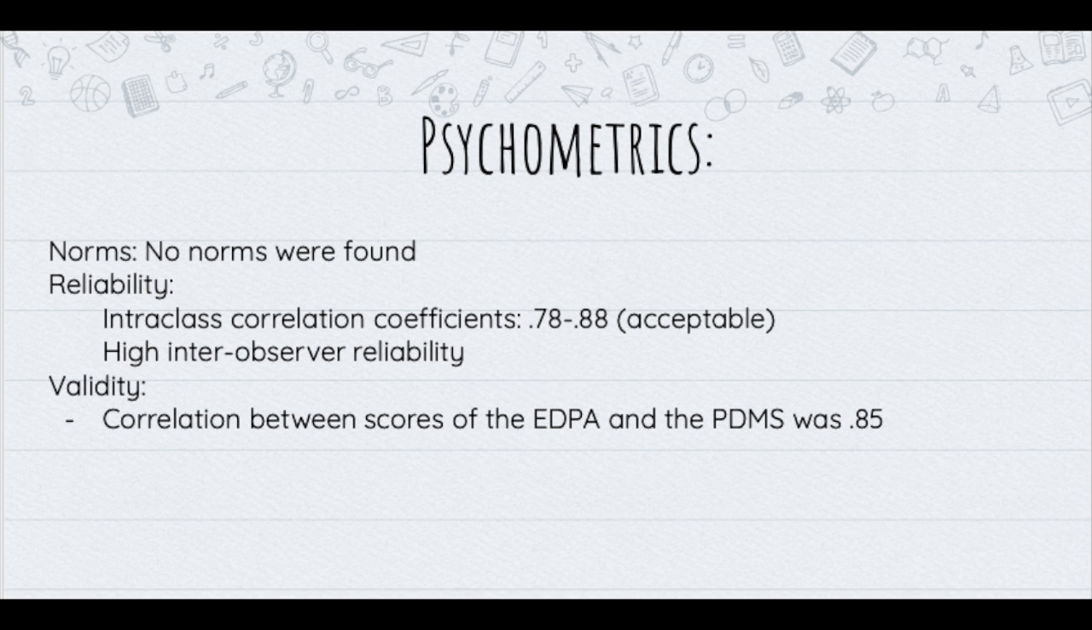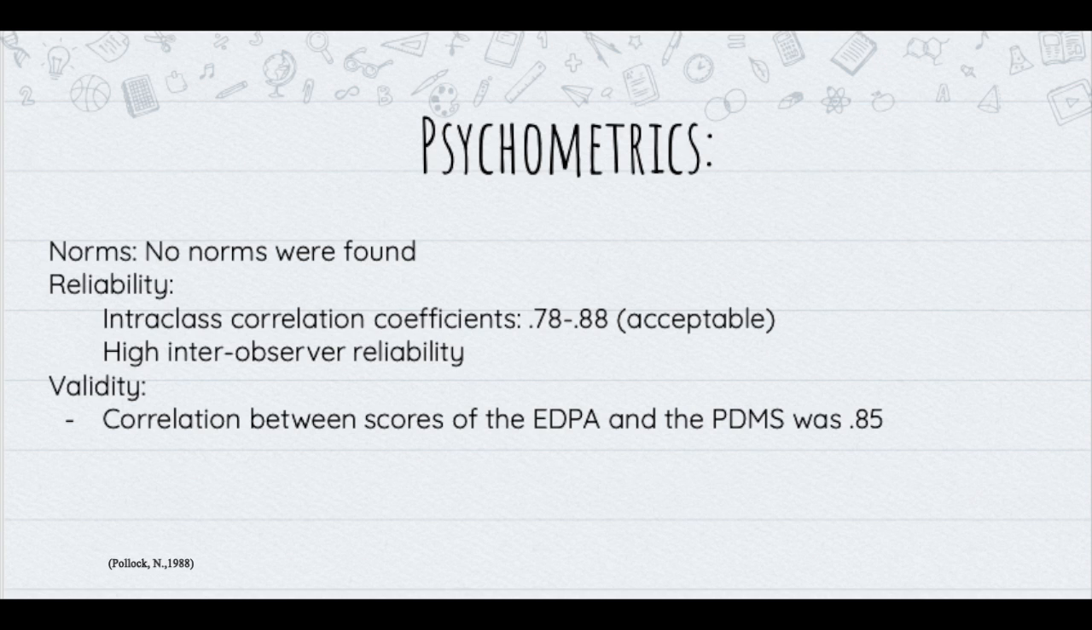Due to the lack of research out there, I was unable to find good psychometrics. There were no norms that were found. In a thesis that was written, intra-class correlation coefficients range from 0.78 to 0.88, which is considered acceptable. There was high inter-observer reliability.